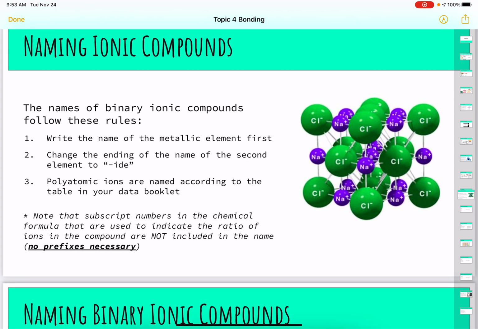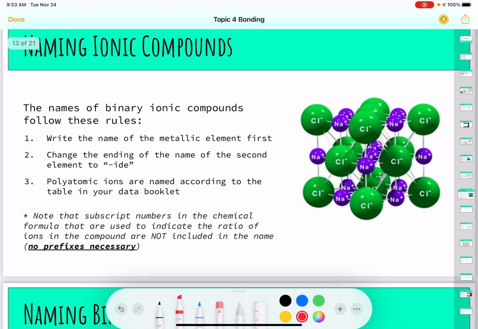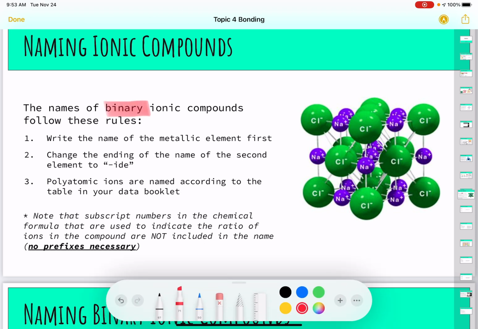So how do we name ionic compounds? The names of binary ionic compounds, and binary means two, so two elements in these types of compounds, follow these rules. First you write the name of the metallic element first. The metal is always going to come first in the compound. Then we're going to change the ending of the name of the second element to "ide." So we name the metal, we name the non-metal, and then we change the ending to "ide."